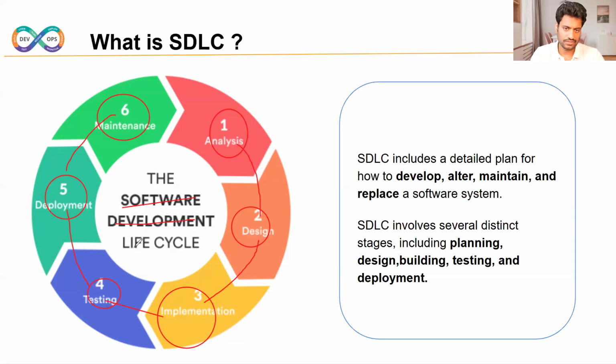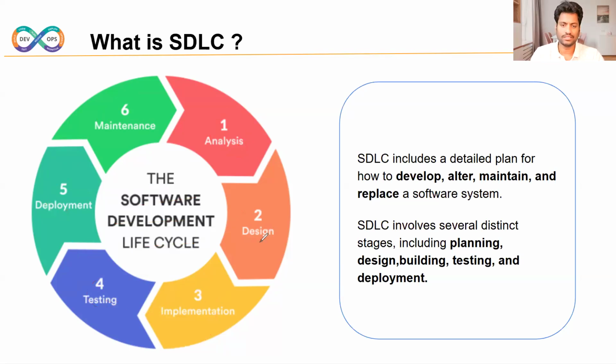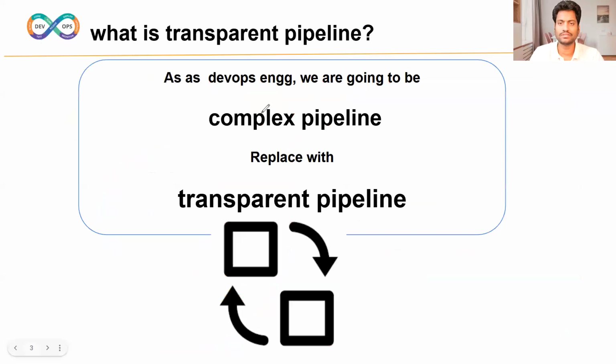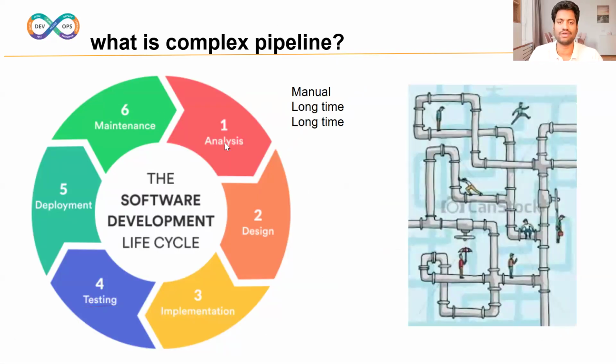But in this software development life cycle, if you are a software engineer, you are part of our SDLC. If you are a developer, you write the lines of code. If you are a tester, you verify the functionality. But if you are a DevOps engineer, what exactly are you going to do? You are going to replace a complex pipeline with what? Transparent pipeline. Our complex pipeline is nothing but our SDLC process. Why do we call our SDLC a complex pipeline? Because it is a manual process.